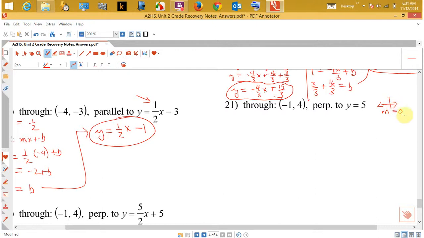So this is not one we're going to be able to work out in equation form. I can look at what I have here, and I know that my line has an undefined slope because it's perpendicular to a horizontal line. So my line has to be the type that says x equals. Okay, so if I look at the point -1, 4, it's going to have to equal the x coordinate. So my line is simply x is a -1.